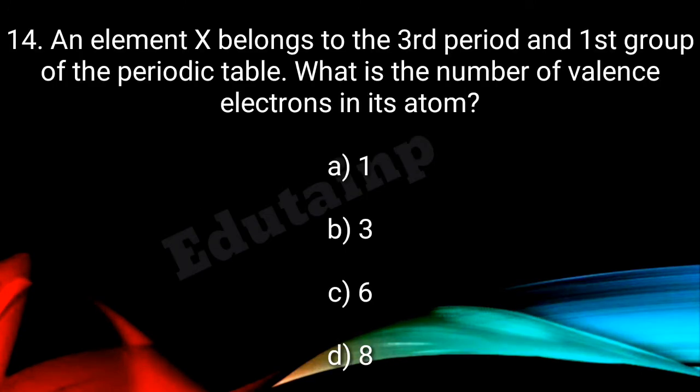An element X belongs to the third period and first group of the periodic table. What is the number of valence electrons in its atom? Option A: 1. Option B: 3. Option C: 6. Option D: 8.